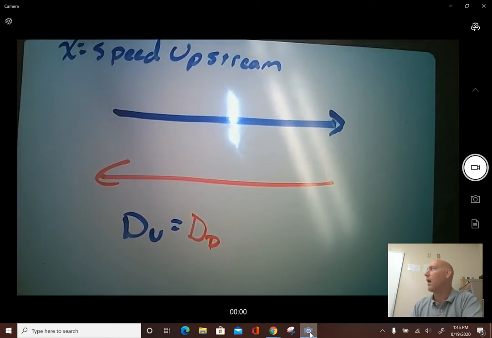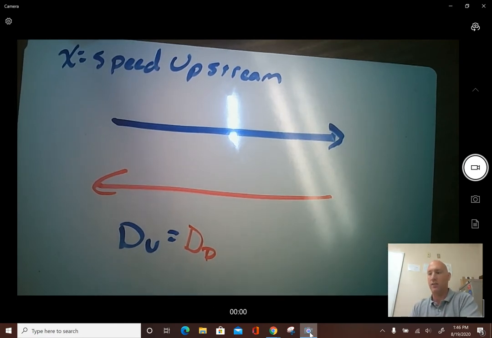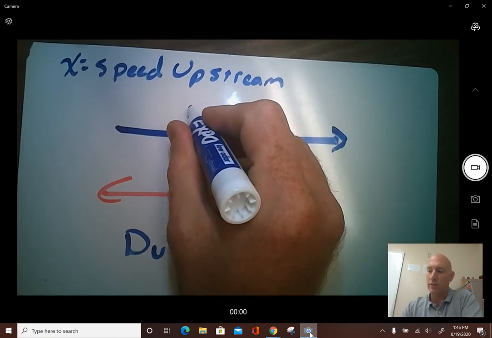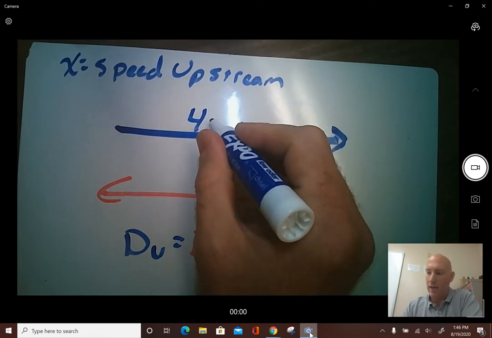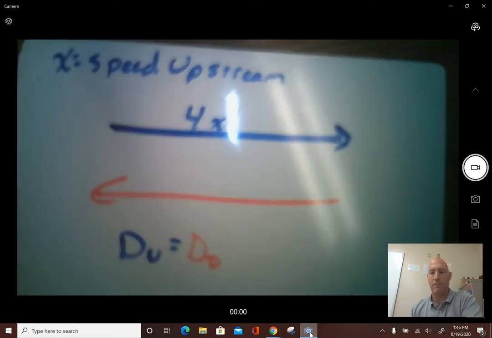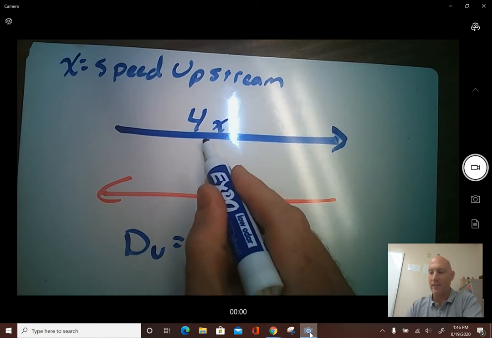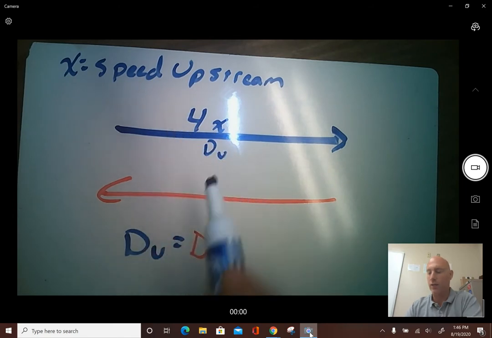Okay. Now I'm going to show my distance up, my speed and rate upstream, because we know that equals the distance. I was going for 4 hours. That is my time, at a rate of X miles per hour. That is where the 4X comes in. So my distance upstream can be shown as 4X, okay?